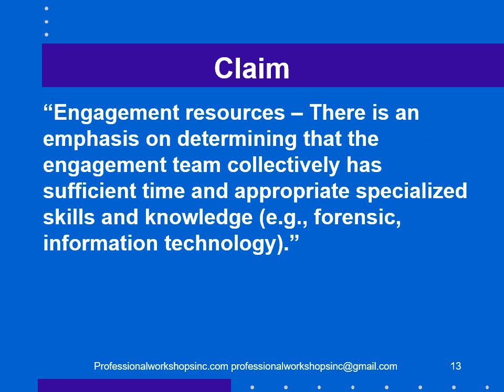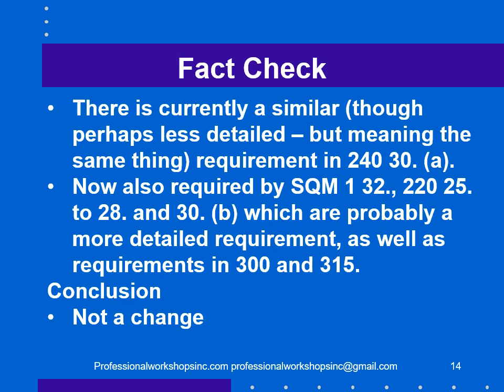The next claim, engagement resources. There is an emphasis on determining that the engagement team collectively has sufficient time and appropriate resources. Well, there's currently a similar, though perhaps less detailed, but probably meaning the same thing, requirement in 240.30a. It's now required by SQM 132, 220.25, 228, and 30b, which are probably more detailed, as well as requirements in 300 and 315. So it's not a change.